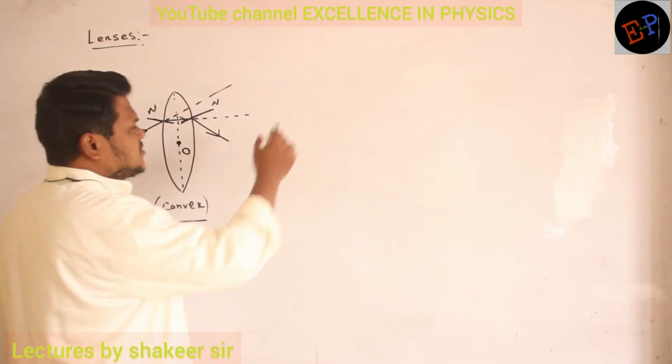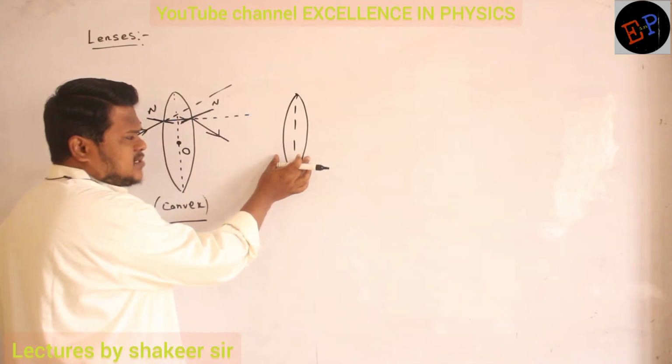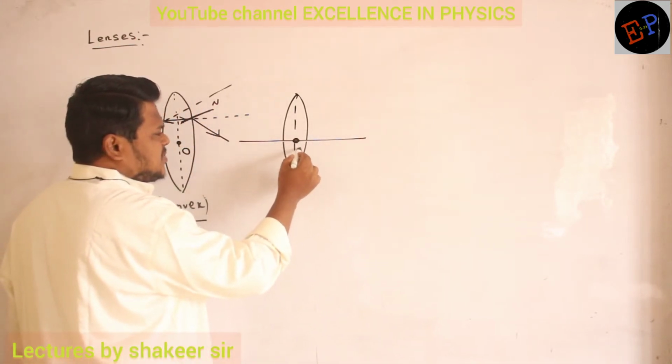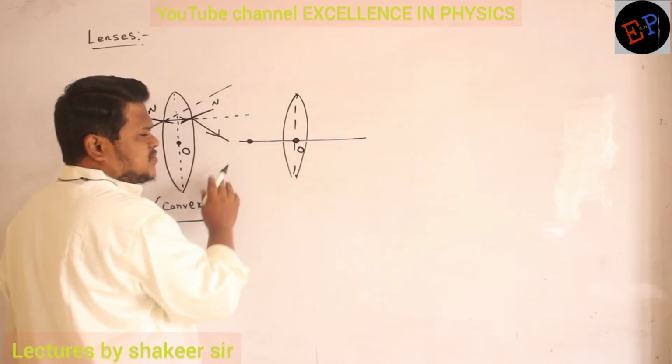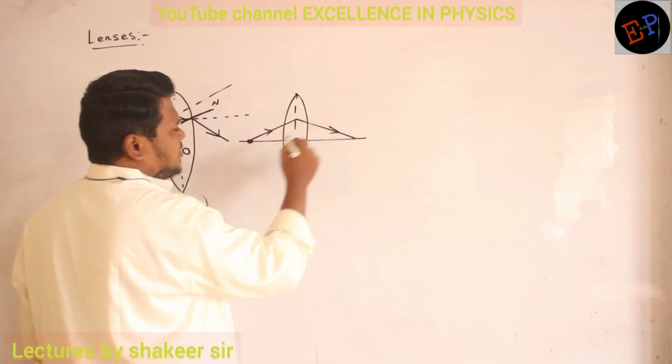So what I do, I will just take this as a thin lens. Thin lens means the thickness of the lens is very small. This is the principal axis. This is the optical center. Consider an object present here. Light from this object goes and strikes the lens, then it is deviated like this.